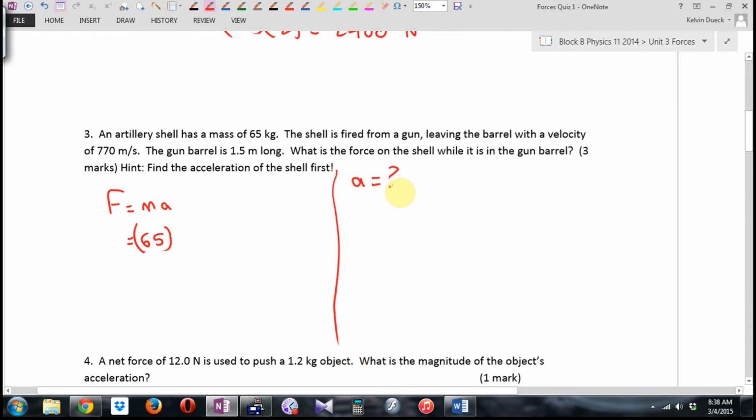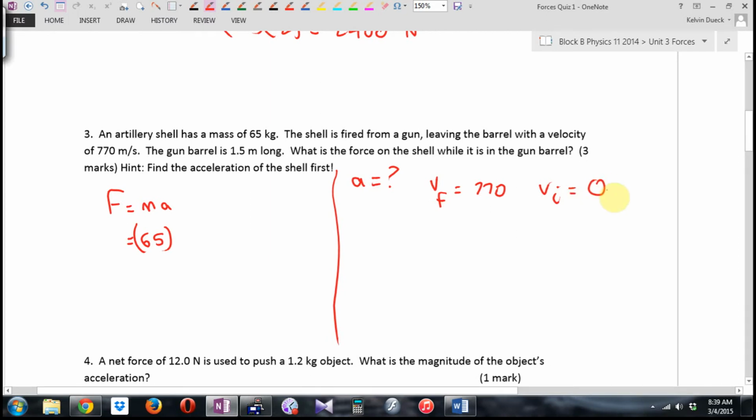Well, what else have they told me? What's that 770? Oh, good. Someone said VF, yeah, because usually people say V, and which one? V final is 770. That implies there's a V initial. Do I know V initial? Well, I'm assuming you've seen a gun fired or a cannon fired. What's V initial for any bullet or cannon or shell? 0. Yes?